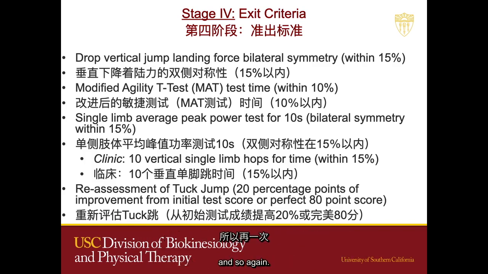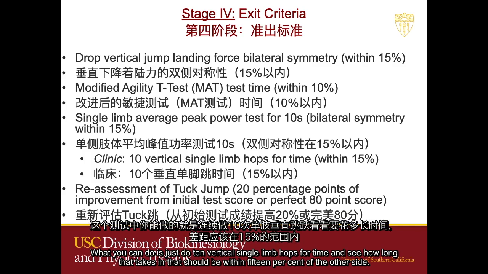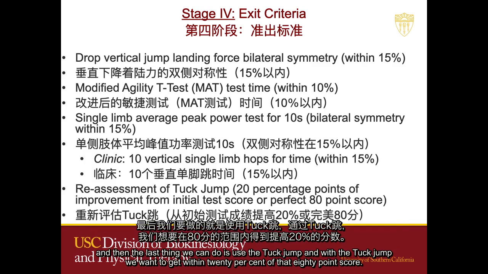And so, again, what you can do is just do 10 vertical single limb hops for time and see how long that takes, and that should be within 15% of the other side. And then the last thing we can do is use the tuck jump. And with the tuck jump, we want to get within 20% of that 80-point score.